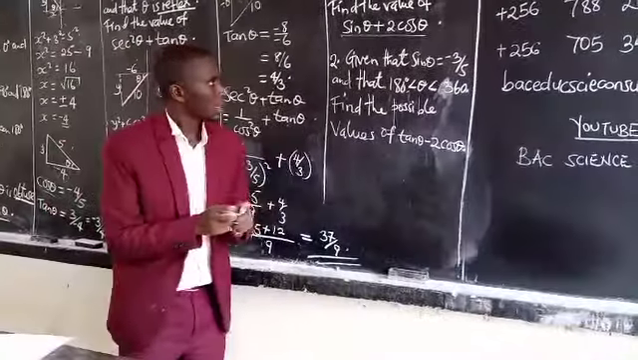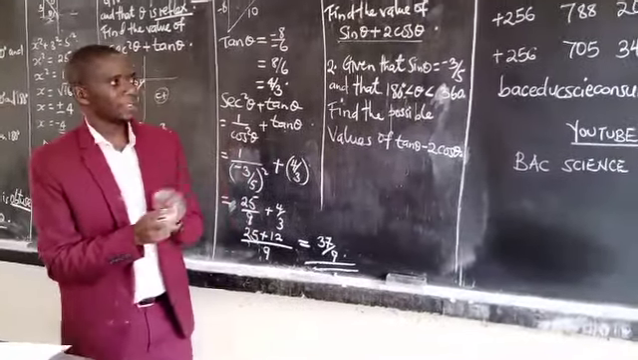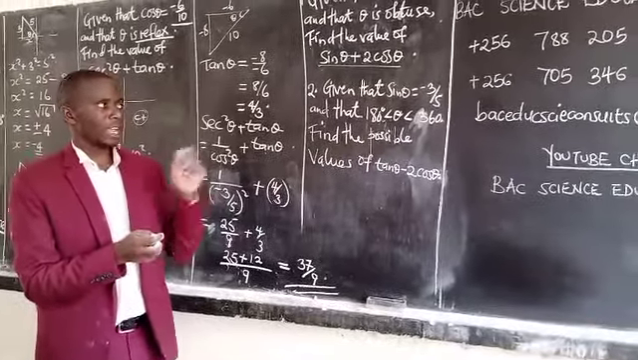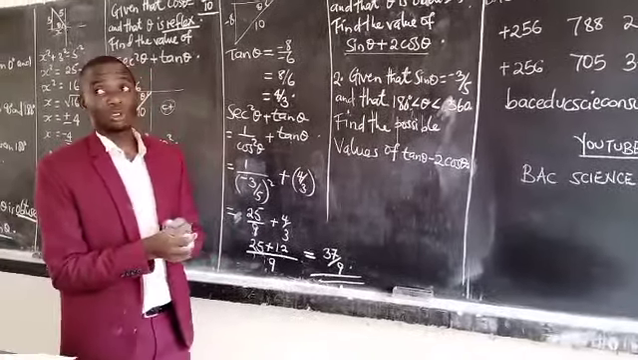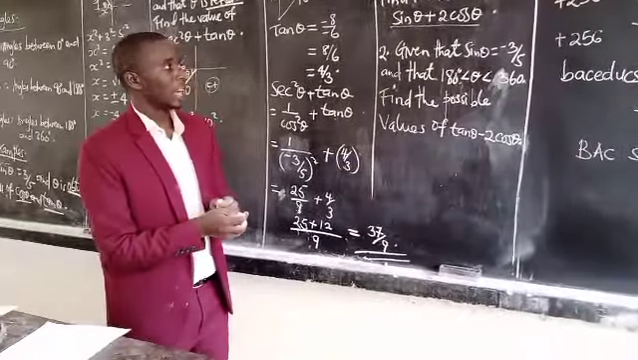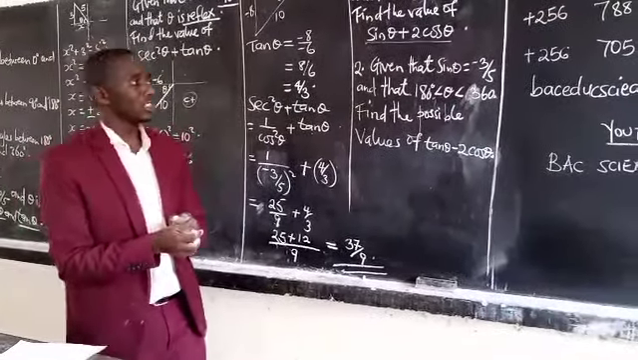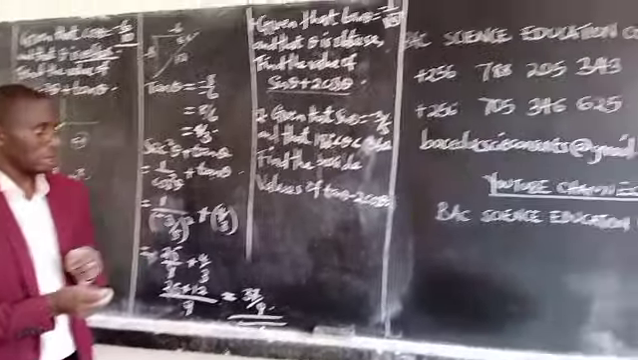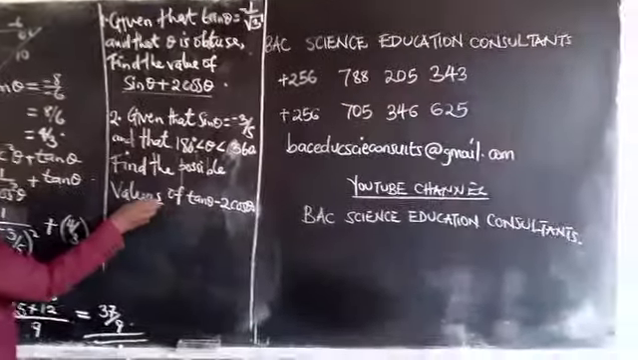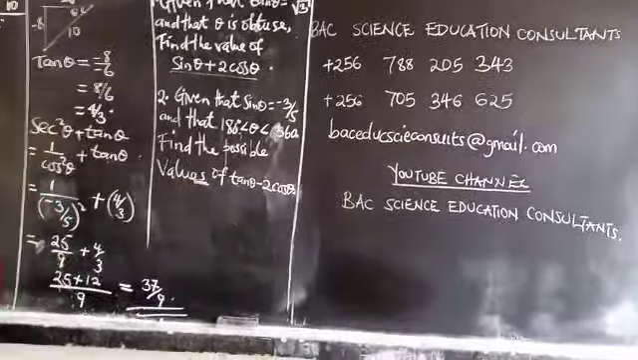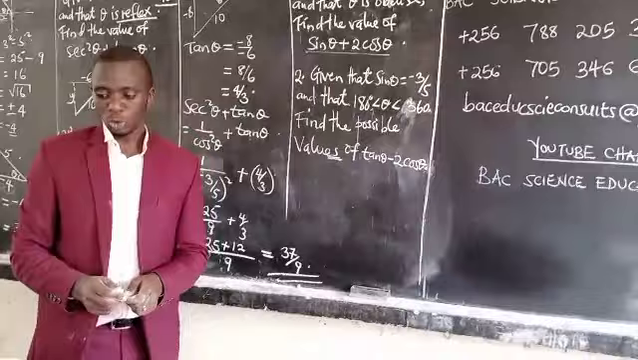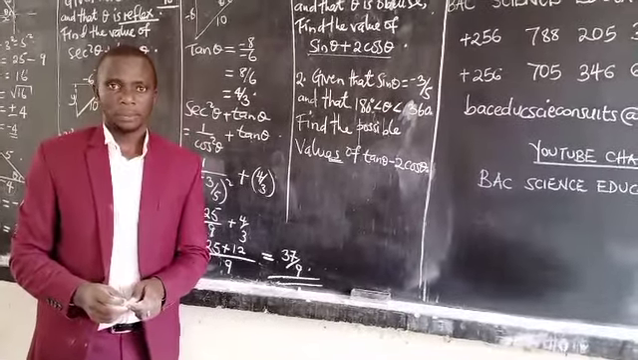Number 2, given that sin theta is -3 out of 5 and that now we are giving you theta in a different form, the range: theta is between 180 degrees and 360 degrees. Find the possible values. Mark that word, possible values, of tan theta minus 2 cos theta.